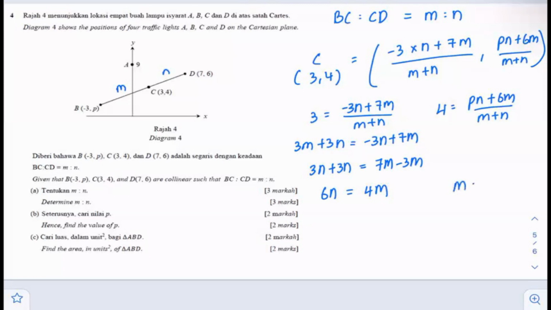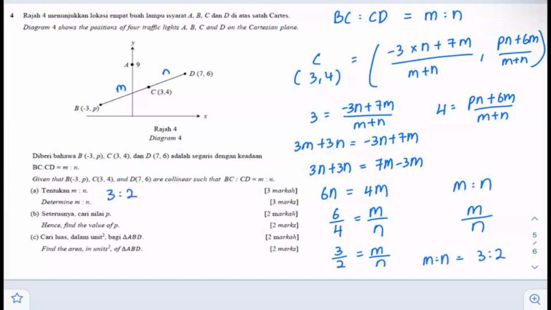And to find the ratio of M to N, we need to find M over N. So this will be 6 divided by 4 equal to M divided by N. Then it will be 3 over 2 equal to M divided by N. So the ratio of M to N will be 3 to 2.